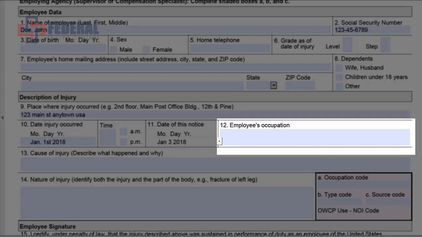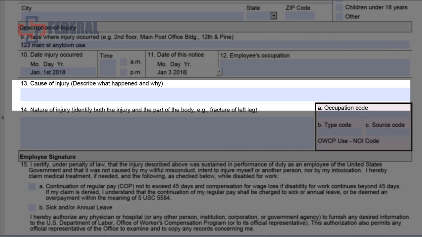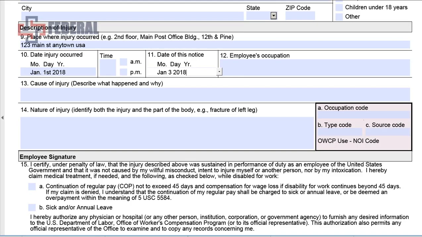Moving to box 12, employee's occupation. Go ahead and put your job title in there. That's pretty easy. In box 13, as you can see, there's not a lot of space here. What box 13 is asking for is the cause of the injury. Describe what happened and why. In here, you would put a brief description of what you were doing when the accident happened. So, for instance, I was delivering mail to 123 Main Street. As I was coming down the steps, I slipped and caused me to fall down the remaining steps. Something that we see frequently. You don't need an extremely long explanation of what happened. You need to be precise and get directly to what caused the injury.